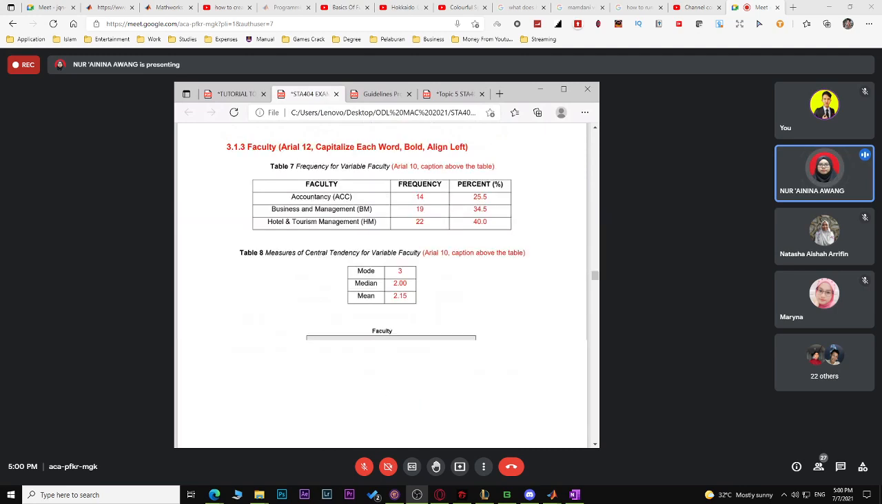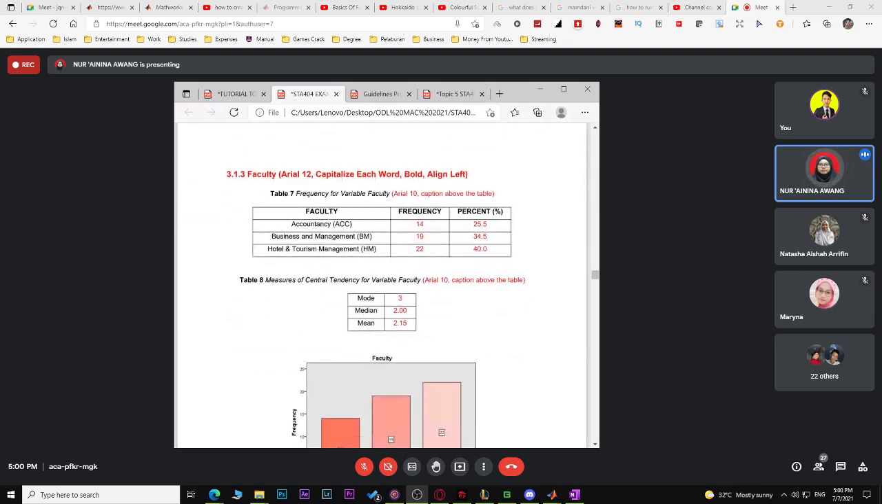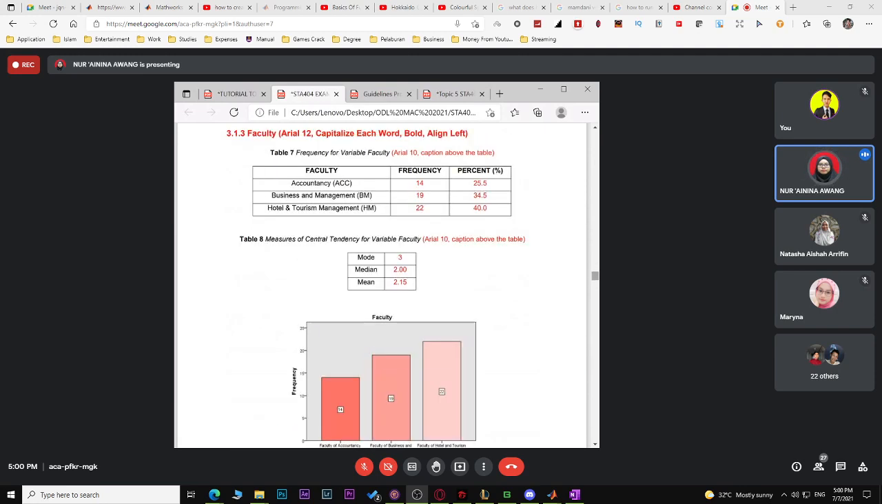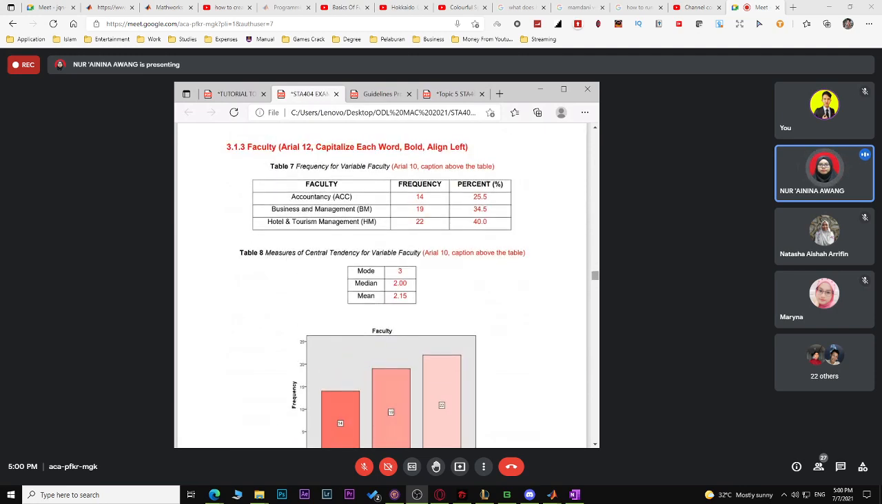And then the next one for faculty, so since tadi you dah guna pie chart, so yang ini you gunalah pula bar chart, so nampaklah variety tu. Okay, so untuk faculty ataupun program, tak kisahlah apa-apa.